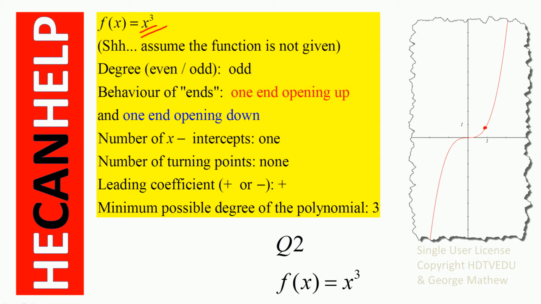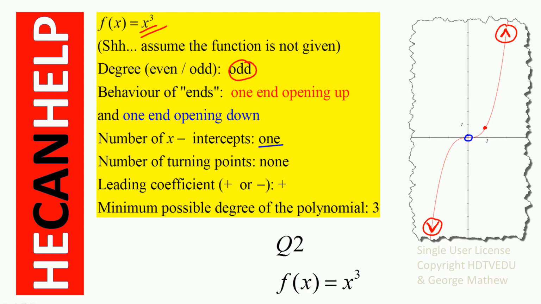First of all, let's see, what is the degree of the polynomial? Is it even or odd? When we have a curve with one end opening up and the other end opening down, it is a cubic function. So our polynomial is odd. What about the behavior of ends? One end is up and the other end is down. Number of x-intercepts. We only have one x-intercept, and that is right here. There's only one x-intercept. No question about that.